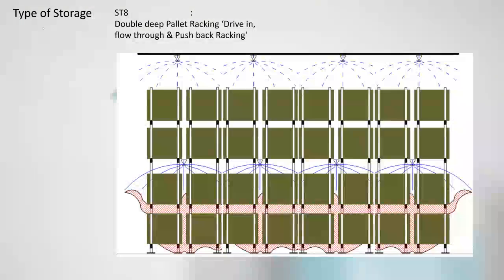ST8 is double deep palletised racking. That's where you've got the rollers, where you basically push the pallets from the front up to the back. And when you get a situation like that, you need to have many, many heads in operation to make sure that the fire is contained.